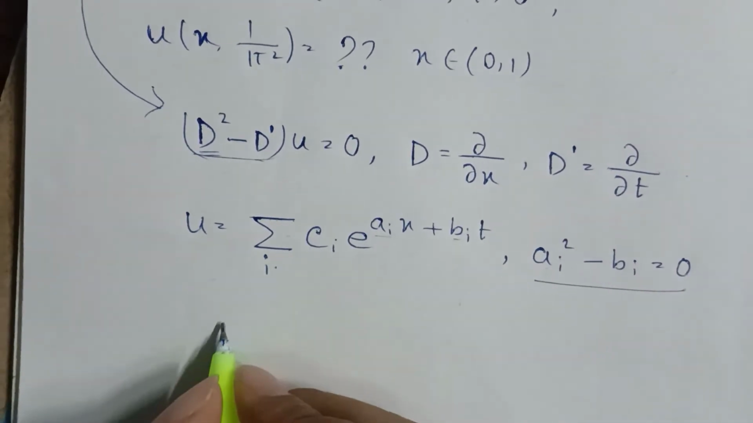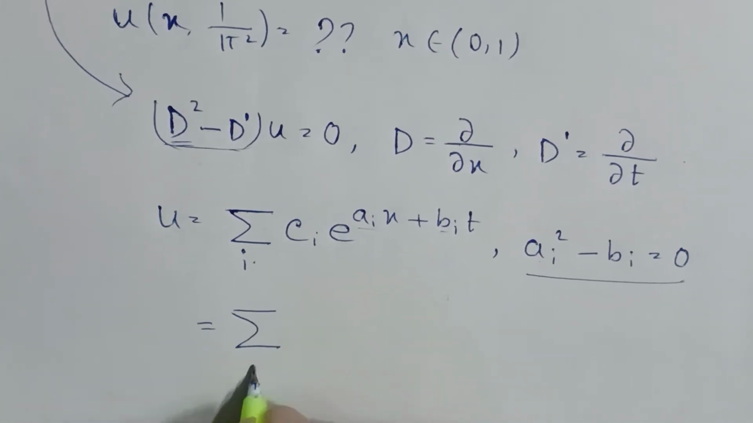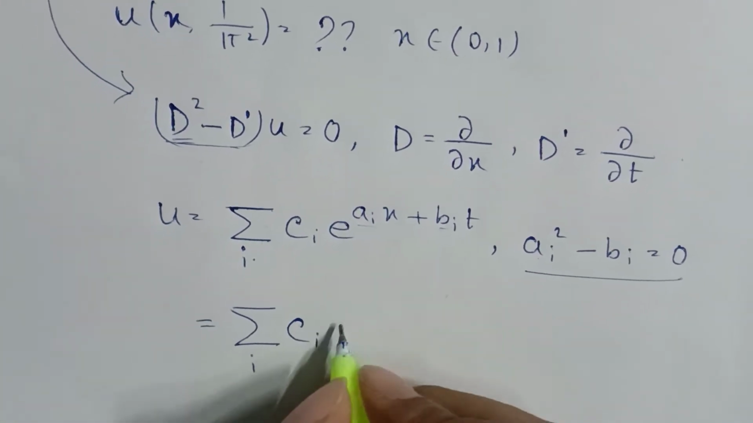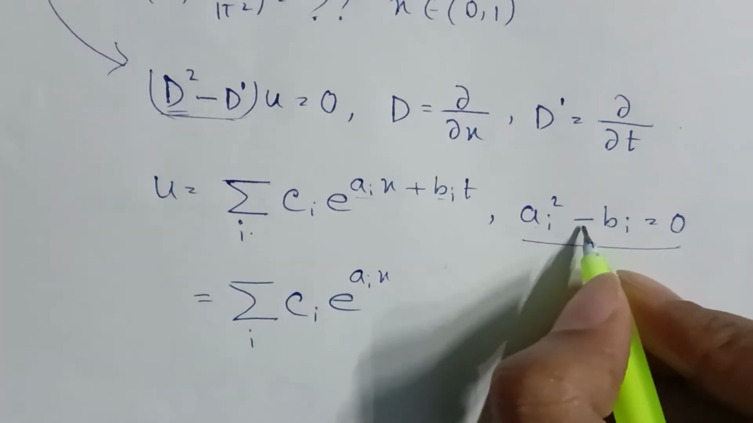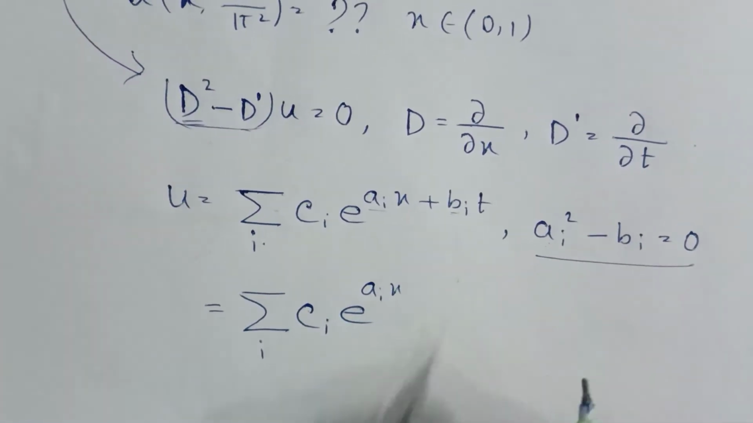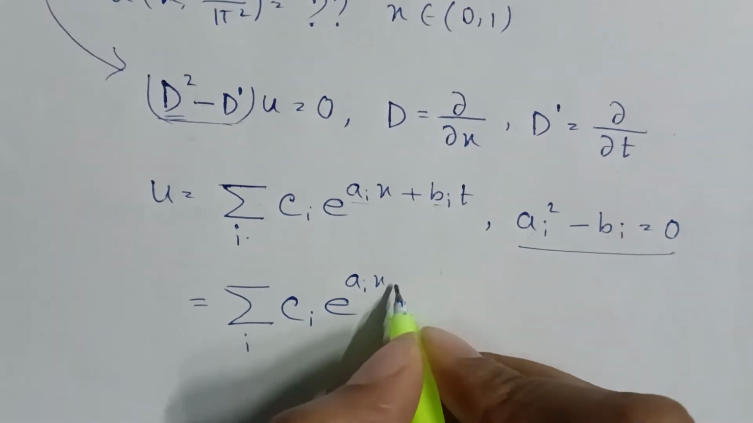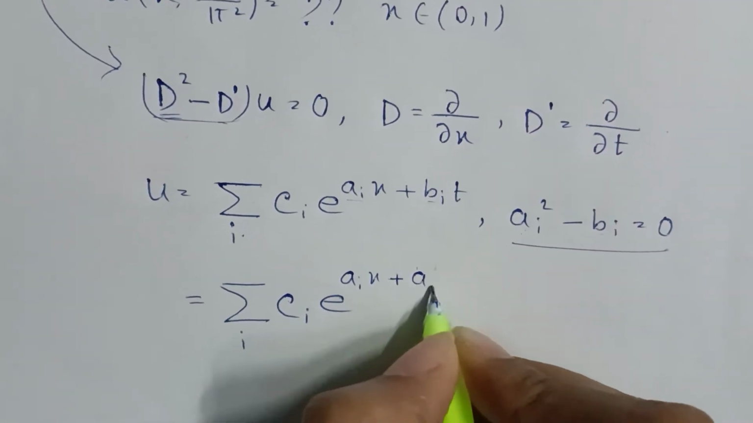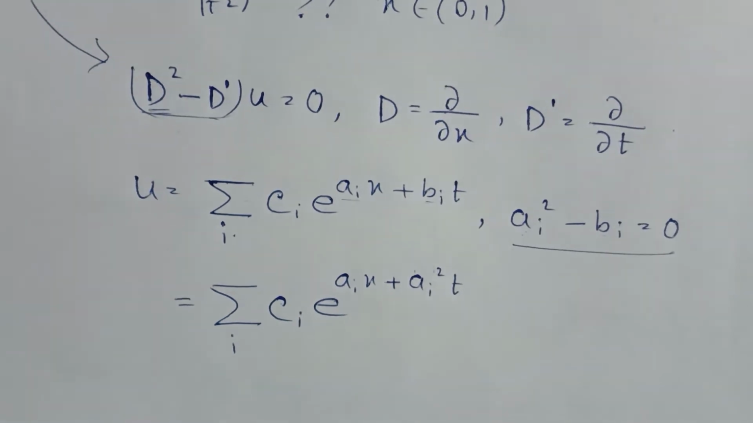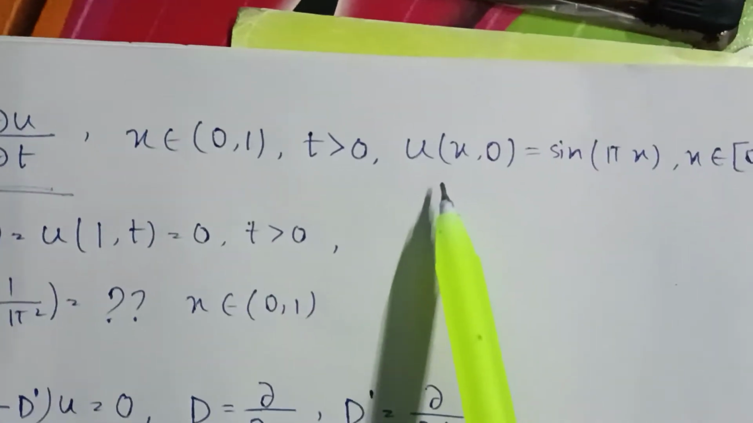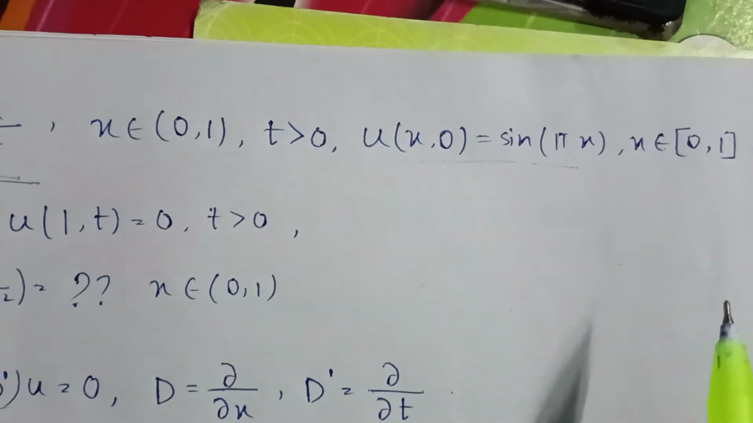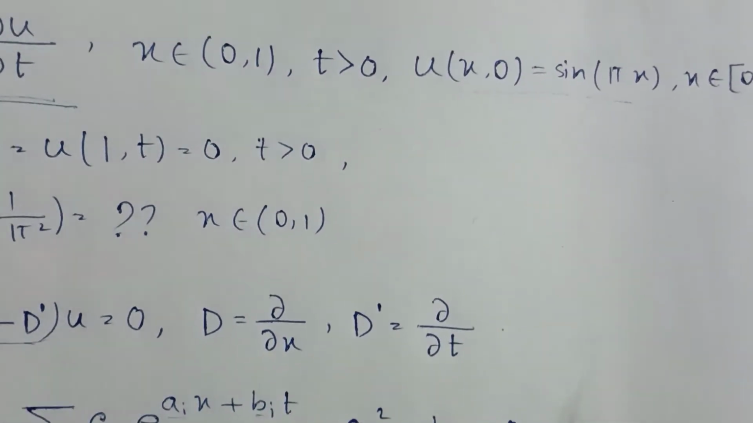So this relation becomes, in the next line, c_i e to the a_i x, and in place of b_i we will write what? a_i squared, plus a_i squared t. Now we will use the boundary condition, this one, u(x,0) is equal to sine pi x.